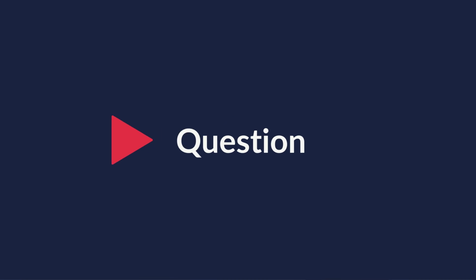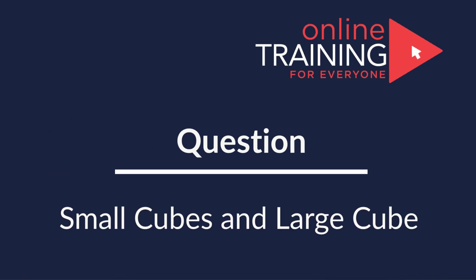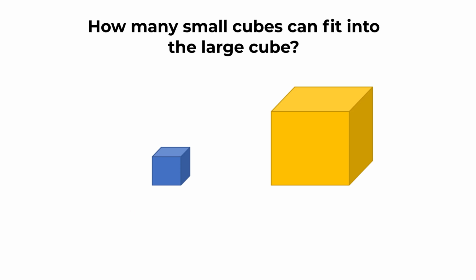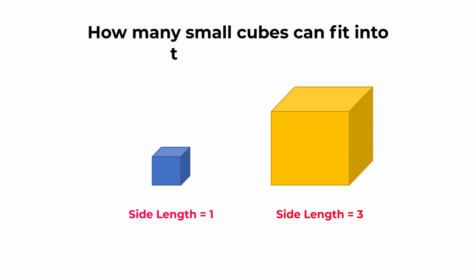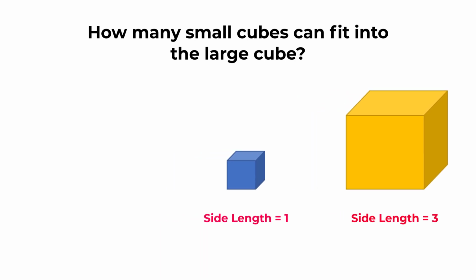Here is the practice problem for you to try. You're presented with 2 cubes. The smaller cube has side length equals 1, and for the larger cube, side length equals 3. So the question is, how many small cubes can fit into the large cube? And you have 4 different choices. Choice A, 9, choice B, 18, choice C, 27, and choice D, 81. Do you see the answer?